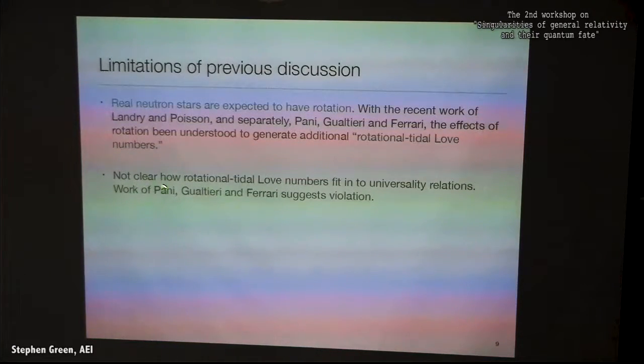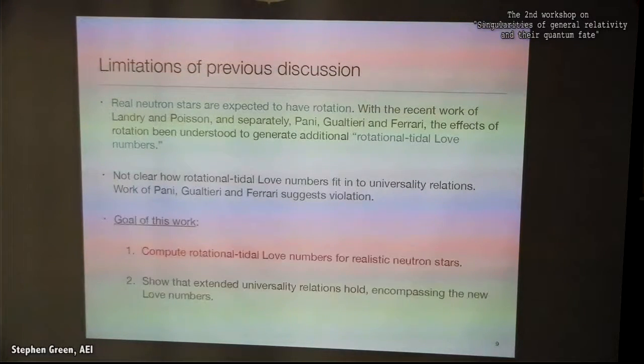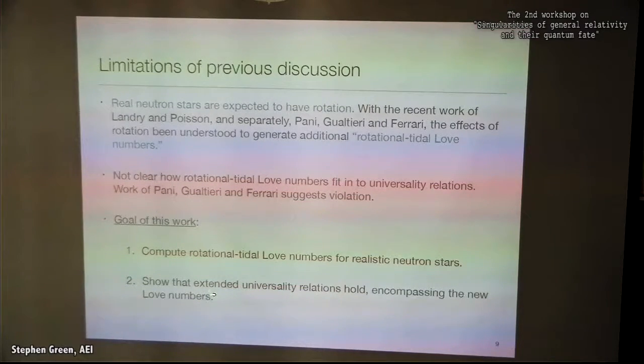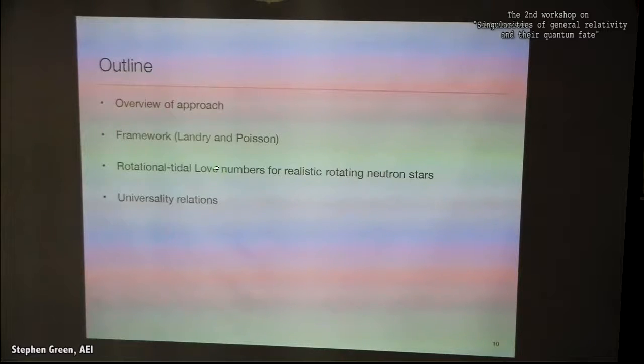But it's not clear how these new rotational-tidal love numbers might fit into universality relations, whether or not they continue to hold. In fact, there was some work by Pani, Gualtieri, and Ferrari that actually suggested a violation of them. So the goal of this work is to compute these rotational-tidal love numbers for realistic neutron stars and check to see if, and I'm going to show that, these extended universality relations in fact hold. That's what we're going to talk about. So basically the outline of the remainder of the talk is I'm going to explain the approach and the framework that we're going to calculate all of these quantities in, and then I'll calculate the love numbers and show that the universality relations hold.